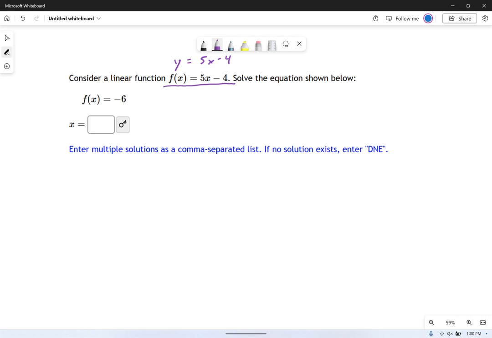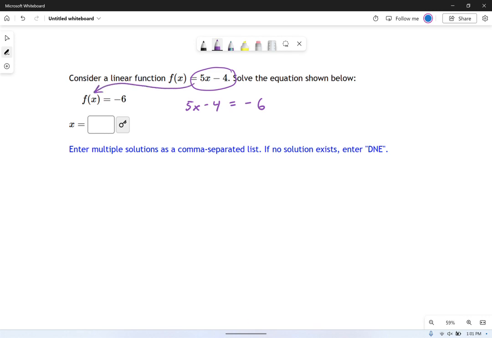Now, it says solve the equation below, and the word equation is a little bit different. That implies that a function equals something. So in this case, the function that I just underlined above is equal to -6. So we're making an equation out of this, and we're going to solve the equation. I'm just going to write what the real equation is that we're trying to solve. We're trying to solve 5x minus 4, that's your function, equals -6. You guys see how I just took this thing and plugged it in right there?